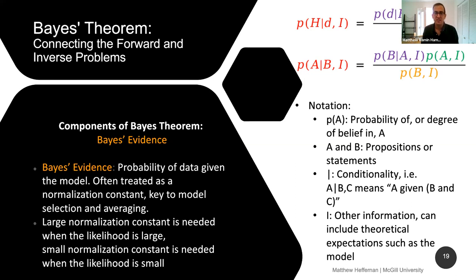Now, conversely, let's say your model isn't super well conditioned to the data you're comparing to, even at your best set of parameters, it doesn't really describe the data particularly well. What this means is that the likelihood is going to be small. So with a small numerator, to make sure that integrates to one, you're going to need a small denominator. And so that is how the Bayes evidence reacts to the relative likelihoods of two models. And so you can then go on and use that for model selection.